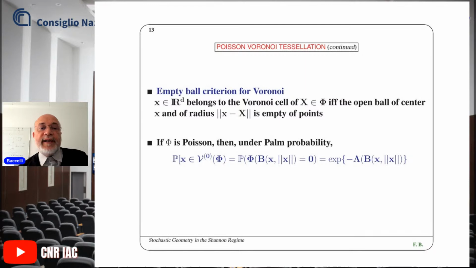to claim that the chance that X belongs in the Voronoi cell of the atom at zero under the Palm is the chance that the point process phi puts no point in this open ball of center X and radius norm of X. And because of the Poissonianity, the chance that there are no points in this deterministic set is just e to the minus lambda times the volume, or the measure lambda, let's take the stationary case, would be lambda times the volume of the ball of radius norm of X. Okay, so there are expressions, again, purely computational.